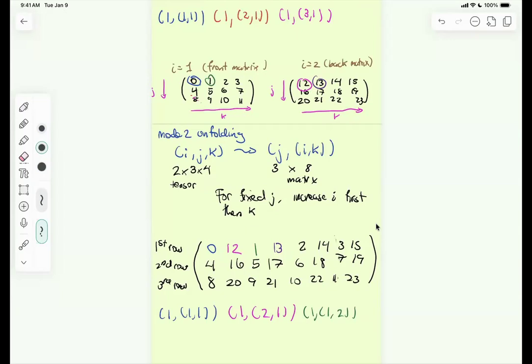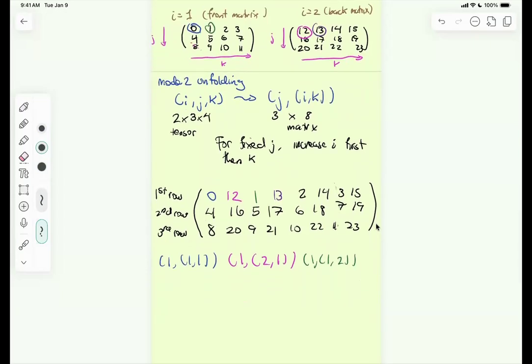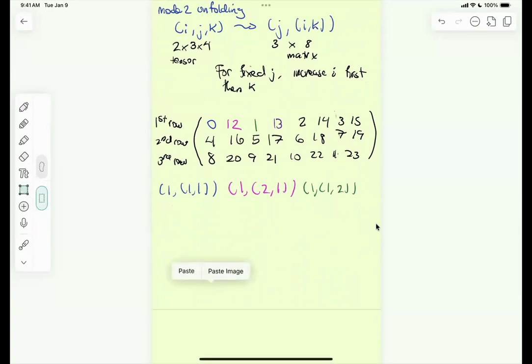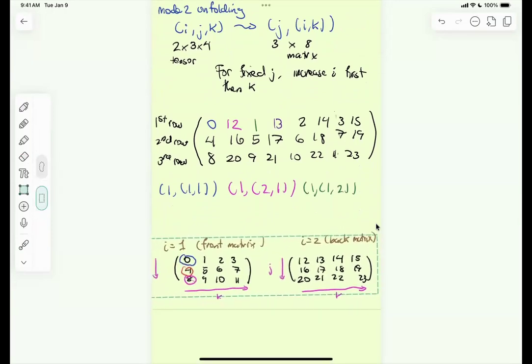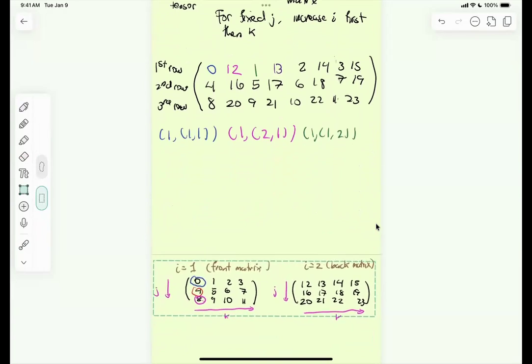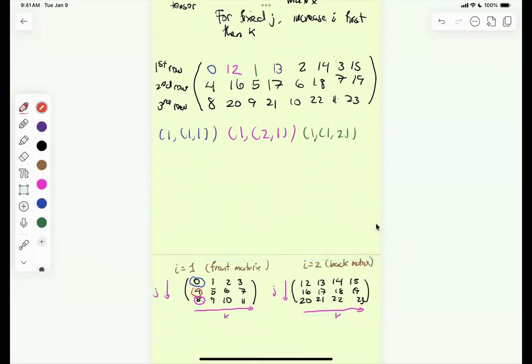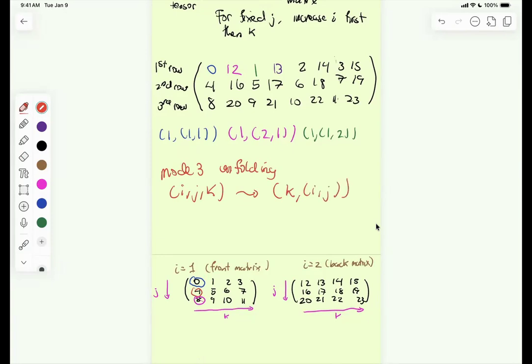And yeah, just to show you the last one, it's kind of the same idea, but I'll just write it down here. So the mode 3. In mode 3, you just unfold. Now the last index becomes the first, right? So it's K. And then again, imagine erasing it, so you just get I and J.